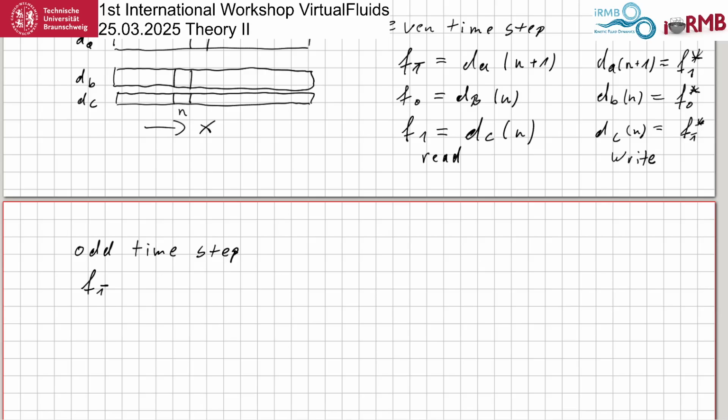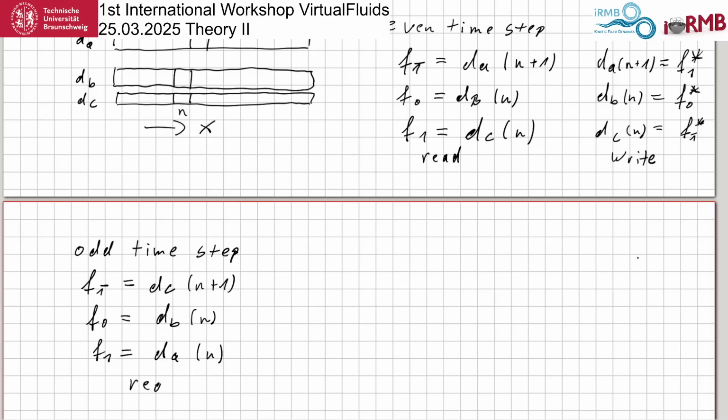This is f minus 1, read from DC. Now, I changed the order, so I have to read the opposite way. I read f minus 1 from DC at n plus 1, and I read f0 from dB again at the position n, and f1 I read from dA at n.